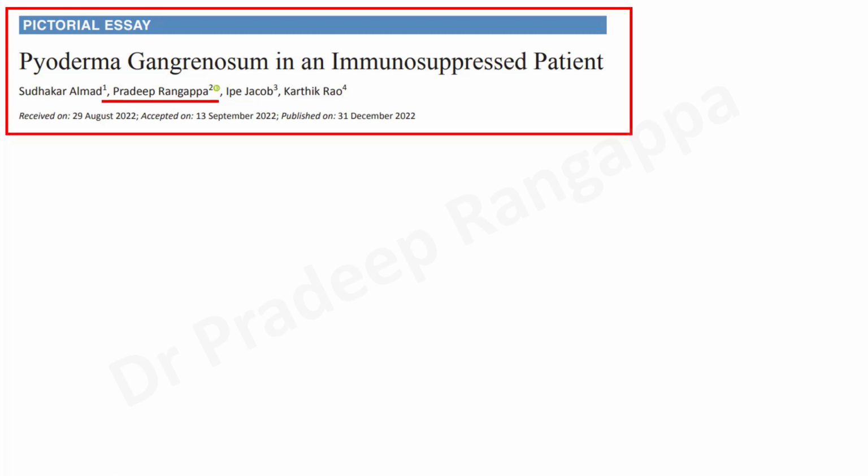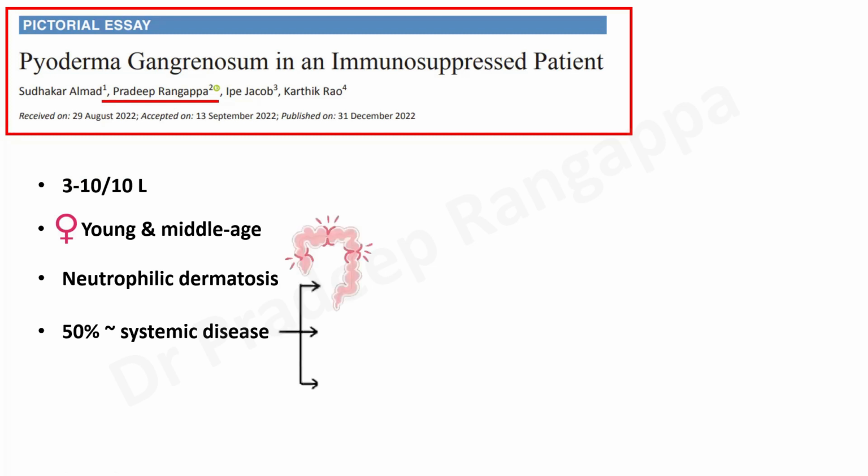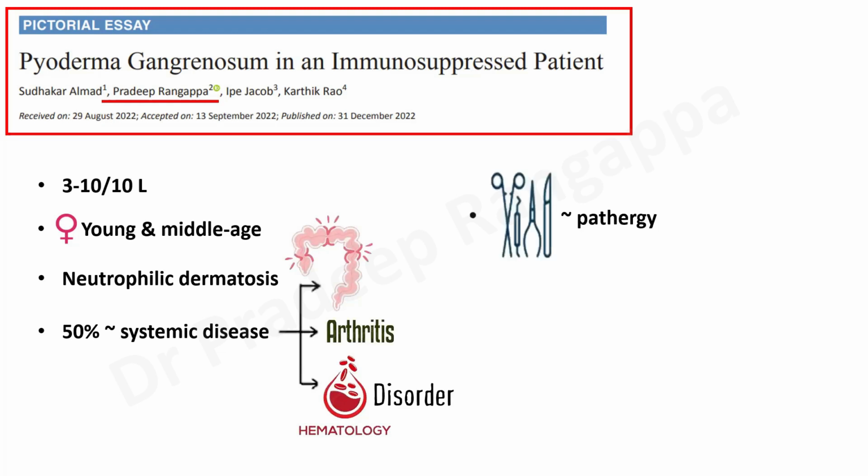So what is pyoderma gangrenosum? It's a very rare condition, 3 to 10 patients per 10 lakh, like the previous one, which I said was 1 to 2 in 10 lakh. It is seen in young or middle-aged females. It's a neutrophilic dermatosis. 50% of these patients will have systemic disease, and the more common ones are inflammatory bowel disease, arthritis, or a hematological disorder. Sorry, she had sarcoidosis. Any of these are the common systemic disorders that pyoderma gangrenosum is associated with.